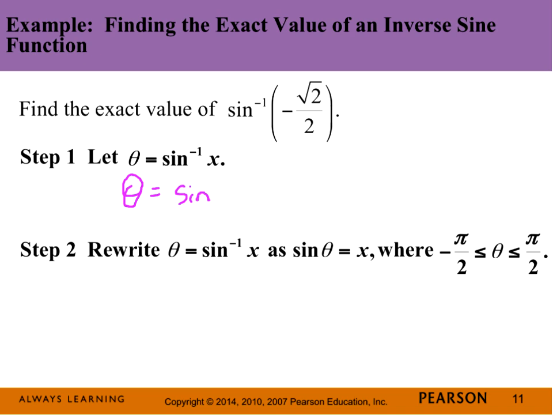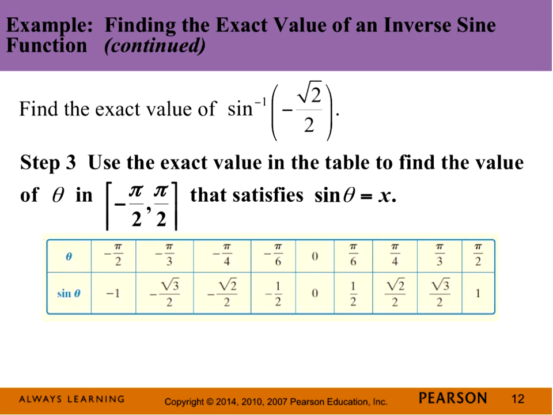Okay, so just another example here. We are asked to find sine inverse of negative square root 2 over 2. So the first thing we're going to do is write our problem. Theta equals sine inverse, and for our x value, we're going to plug in negative square root 2 over 2. And now we're going to flip-flop our x and our theta. And that says negative square root 2 over 2 equals the sine of theta.